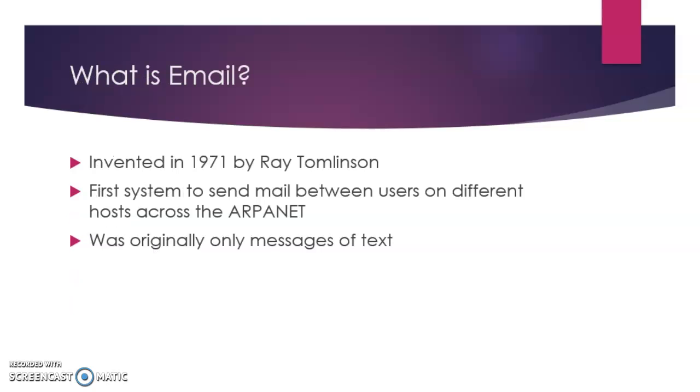So, moving forward to the history of email, sorry. The first version of what we call email was invented in 1971 by a man named Ray Tomlinson. This version of email was the first application that could send mail between different hosts on ARPANET. And ARPANET was basically the first version of the Internet. It's short for Advanced Research Projects Agency Network.